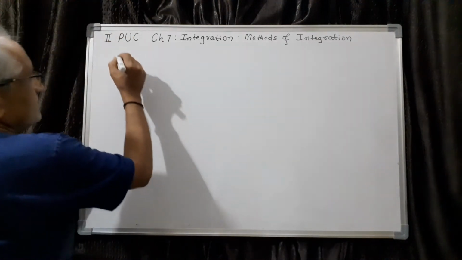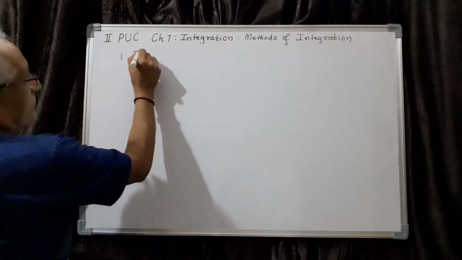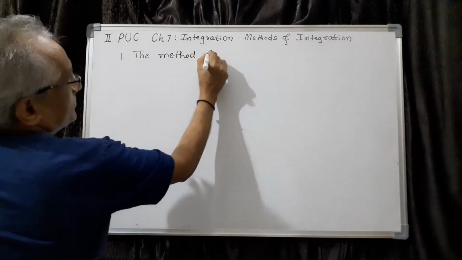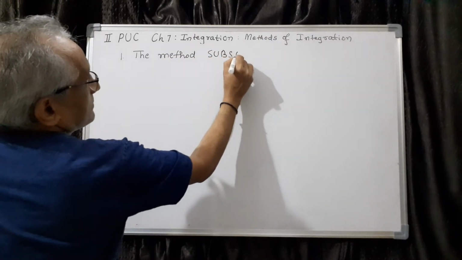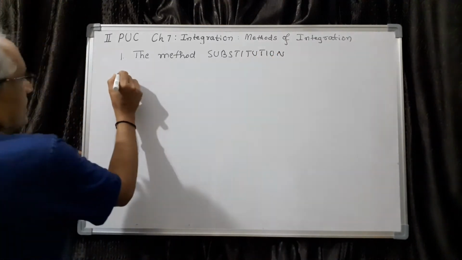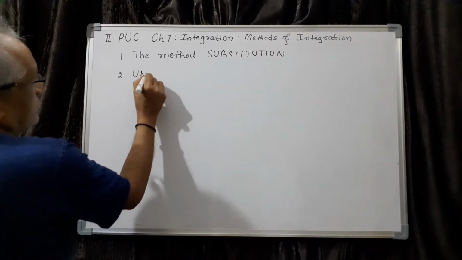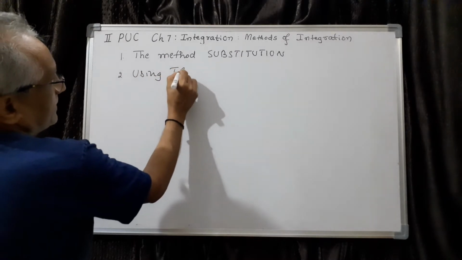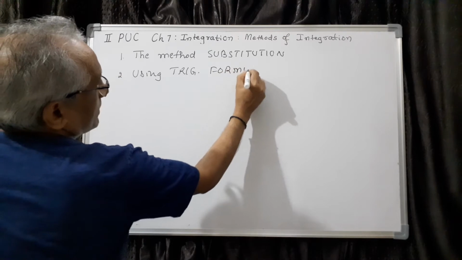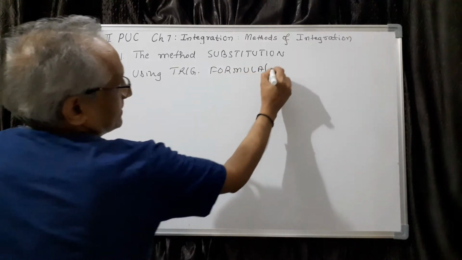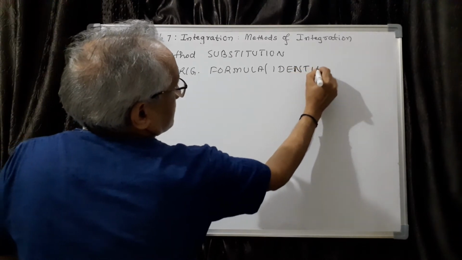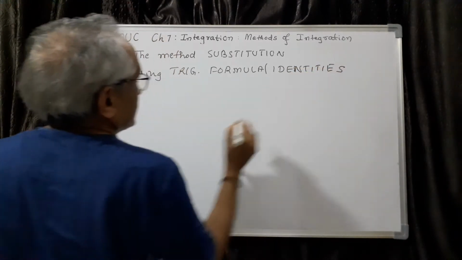The first one is the method of substitution. Second one is using trigonometric formula or identity, both. So identity. So this is the second method.